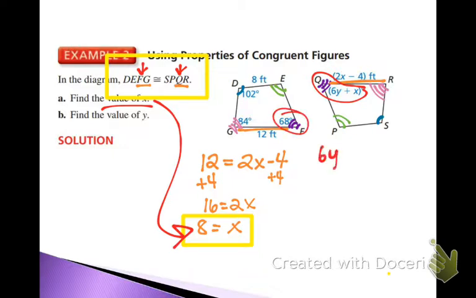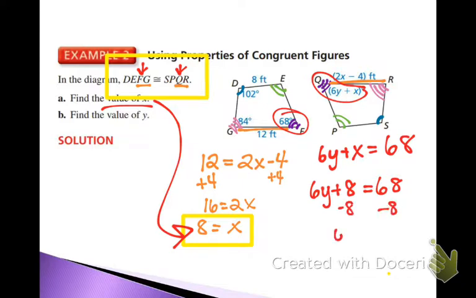Set them equal. So I got 6y plus x equals 68. So what's the issue here? There's two variables, two letters. Do we know the value of one of them? Yes. So what can we do? Plug it in. So 6y plus 8 equals 68. All right, what do we do next? Subtract 8. 6y equals 60, and then y equals 10.